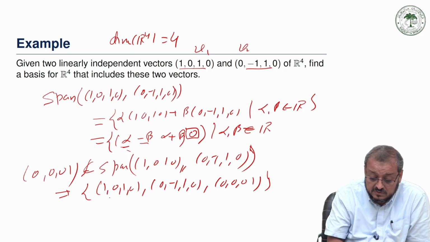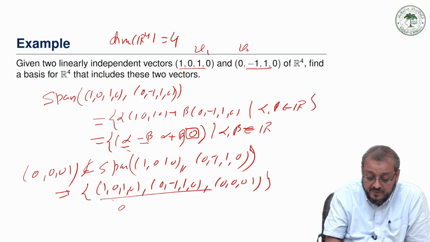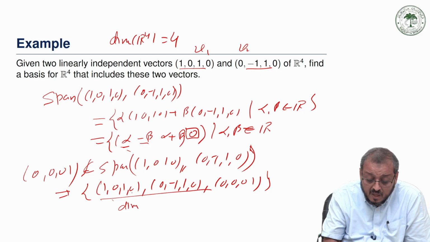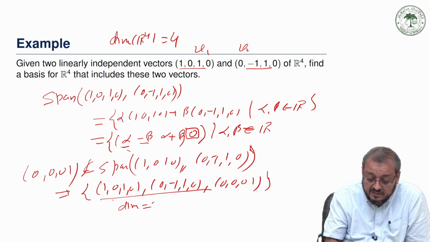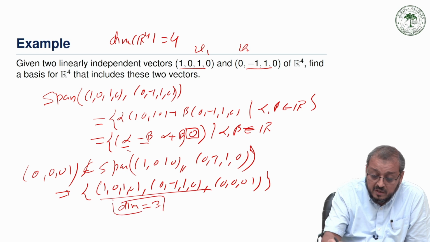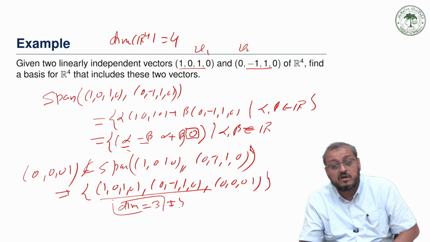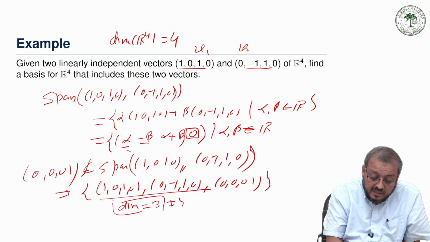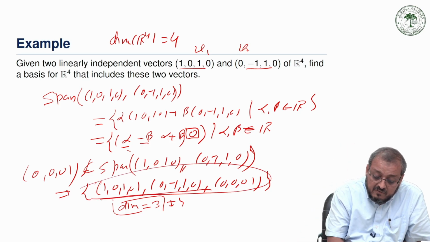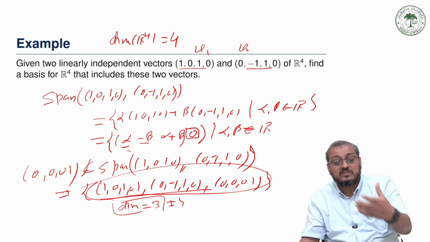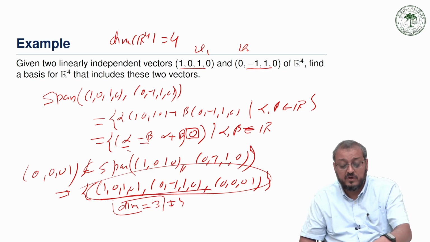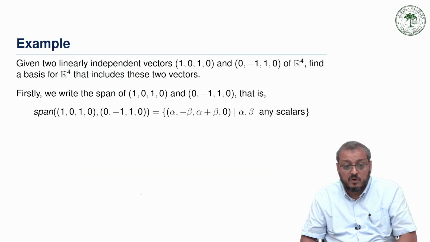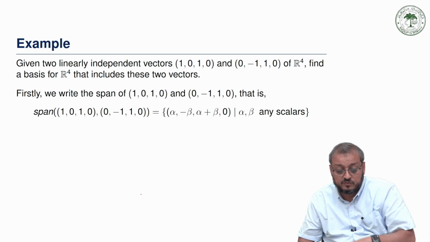but still it is not a basis, because there are only 3 elements, so the dimension of this set is still 3, not equal to 4. We need one more vector to add. That means we have to write the linear span of these 3 vectors and choose a vector which does not belong to the span. So first we have to write this into this form.